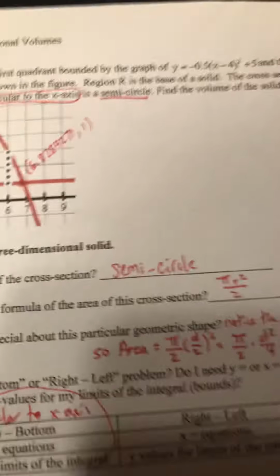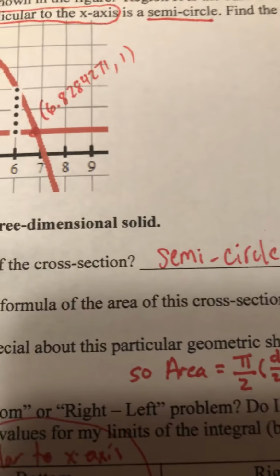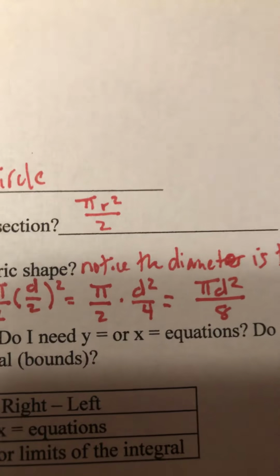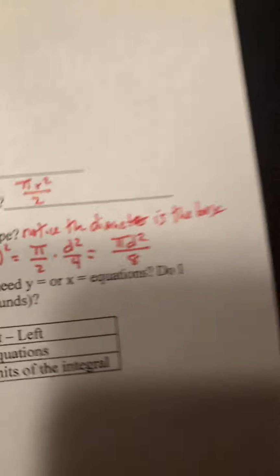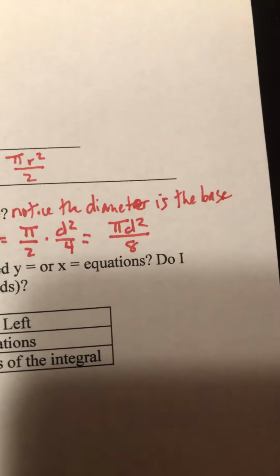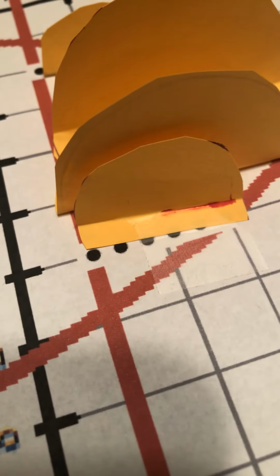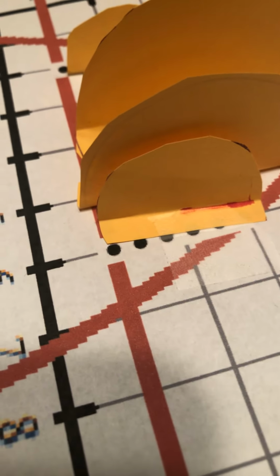So what was the shape it asked me for? It asked me for a semicircle. And fuzzy wuzzy was a bear. Area of a circle is pi r square. So a semicircle is going to be half that, so pi r square over 2. But like we said, notice that it's the diameter that's the base of my solid. So I'm going to go over here and just look at this really quickly one more time. See all these shapes? We're looking at a semicircle, but the distance between the two equations is the diameter.